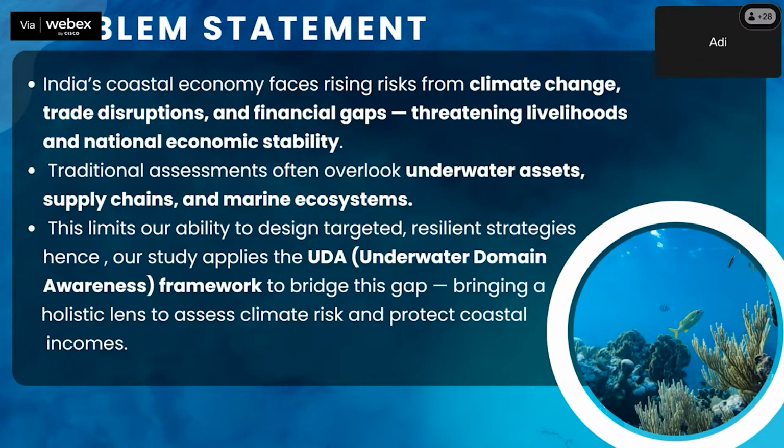Now, I will talk about my problem statement. India's coastal economy faces rising risk from climate change and trade disruption, threatening livelihoods and national economic stability. And all these problems are not properly assessed by traditional systems that often overlook the underwater assets, supply chains, and marine ecosystem. This limits our ability to design targeted and proper strategies. Hence, our study applies the underwater domain awareness framework to bridge this gap.